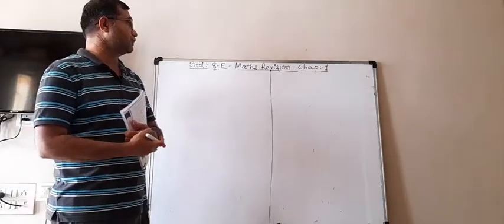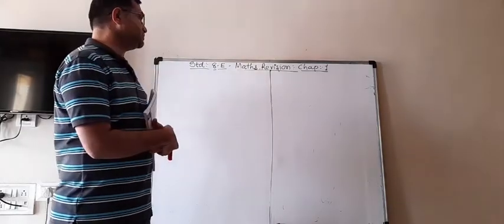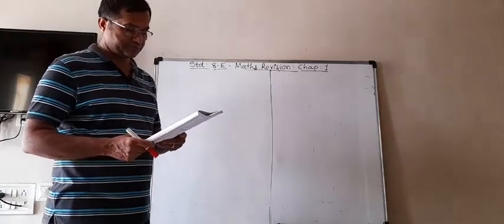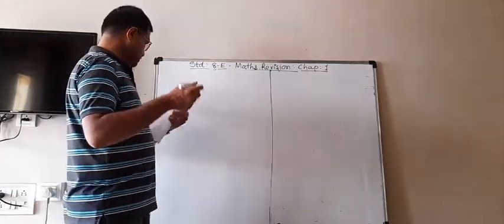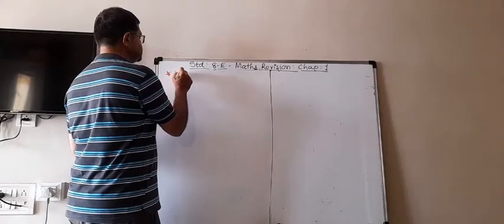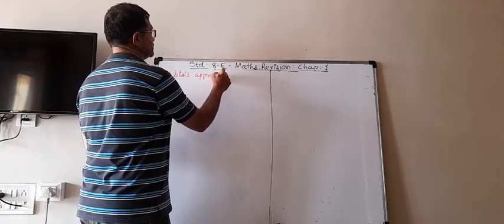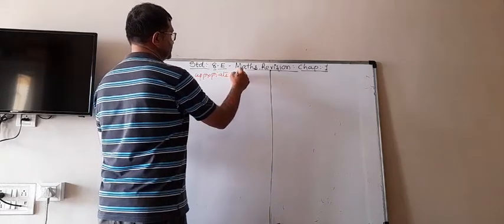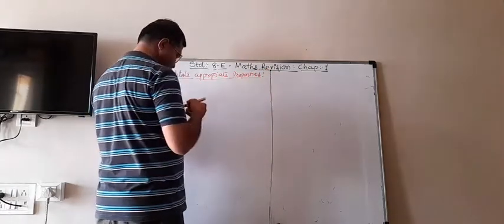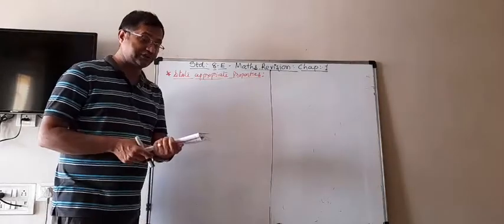As you know from yesterday's session, we started the revision of chapter number 1 in mathematics. We did some blanks. Now we move onward. Here we have to state which properties are used. So the question is: state appropriate properties. In each statement, whichever property for addition or multiplication is there, we have to mention it.